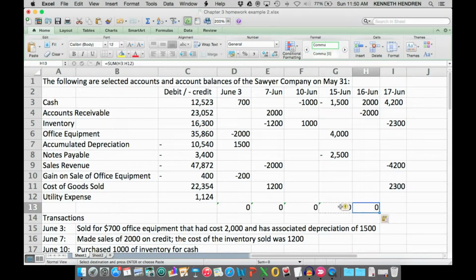Okay, and are we in balance? Yes, we are in balance.